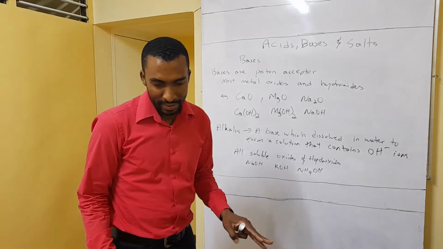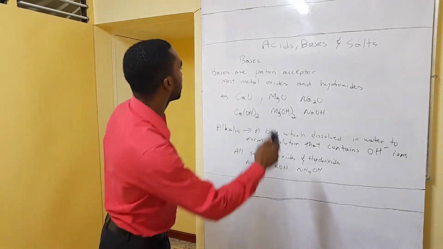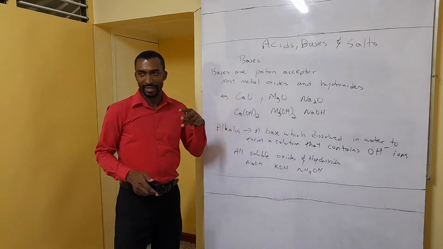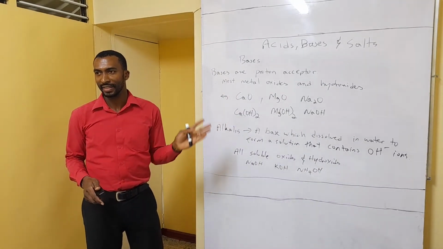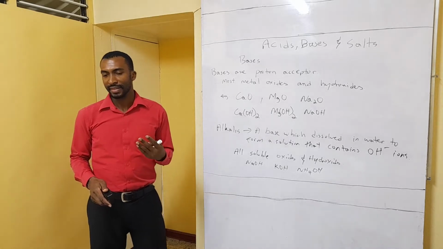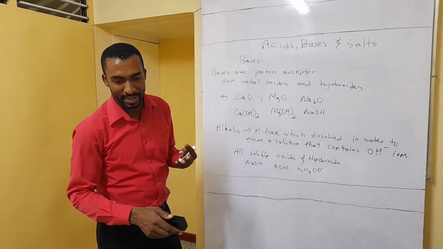So, chemical reactions of bases now. We already know one: acid reacts with base, so base reacts with acid. That is one of the reactions of a base. The next one is that base reacts with ammonium salt.